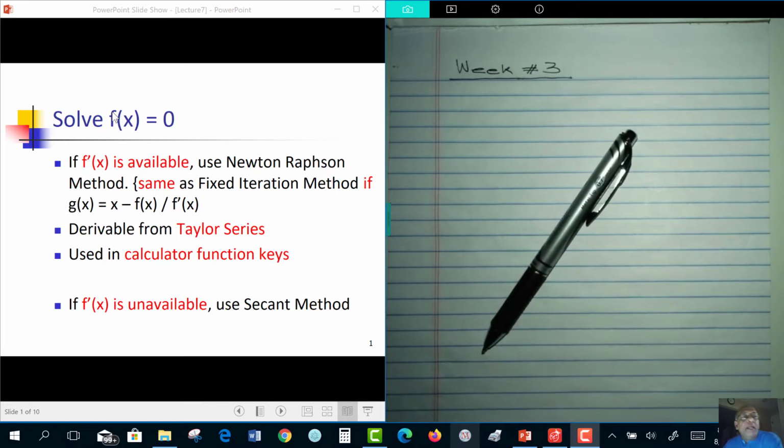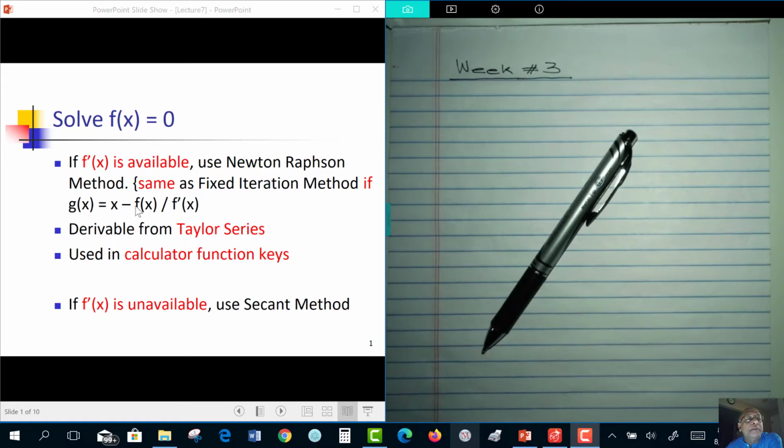So among the methods we learned, we found out that the Newton-Raphson method was the fastest method, but it requires the first derivative of the function. So if the first derivative of the function is available, we want to use the Newton-Raphson method, which we know is the same as the fixed iteration method if we choose that function g of x, whose fixed point we want to find, as x minus f over f prime.